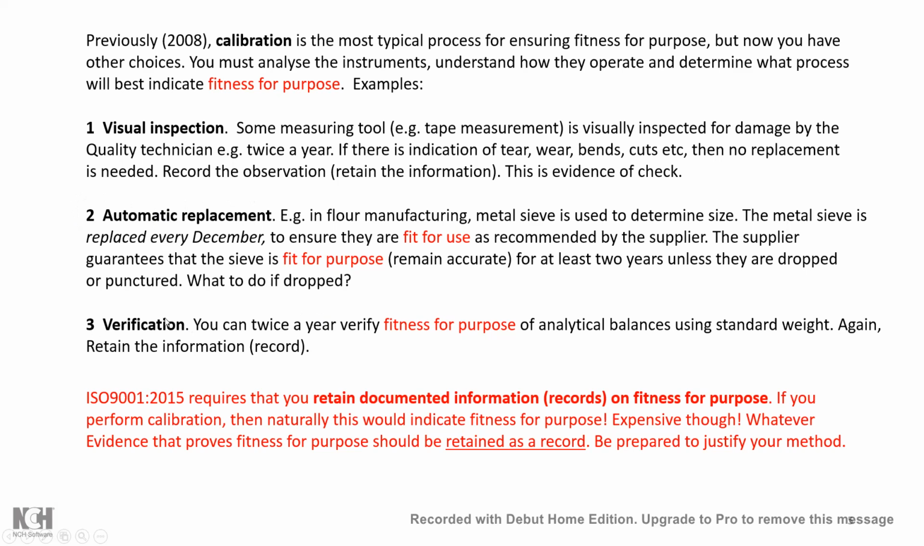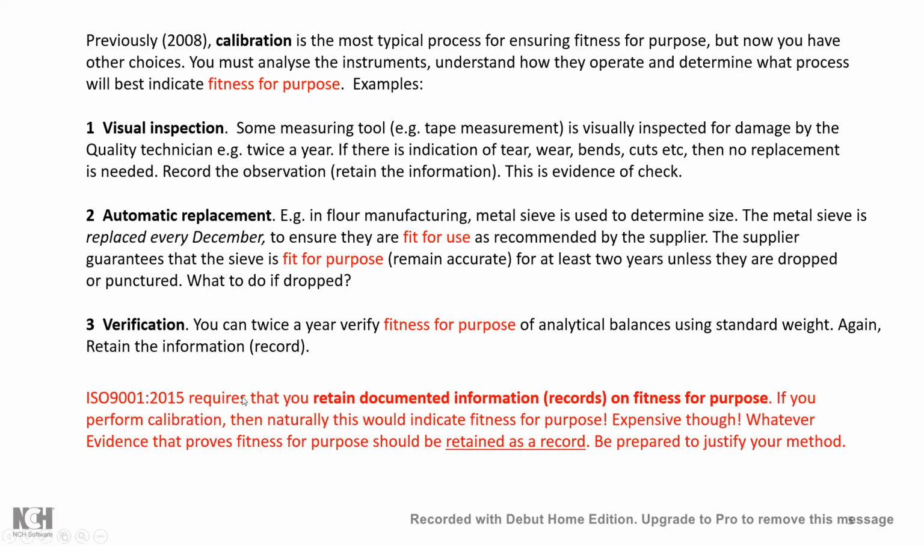Number 3 is about verification. Say every 6 months you can verify the fitness for purpose of, say, analytical balances. We are normally provided with a standard weight. So you measure the standard weight using the analytical balance. If it accurately gives the standard weight, say 10 gram, then that balance is verified as accurate. And then the record of this verification exercise must be retained.